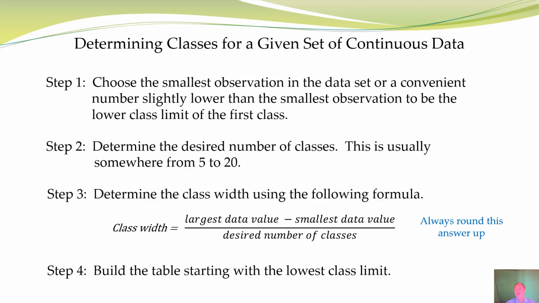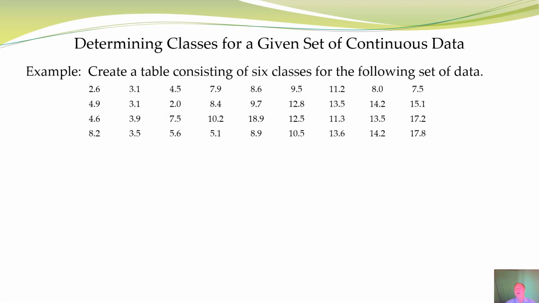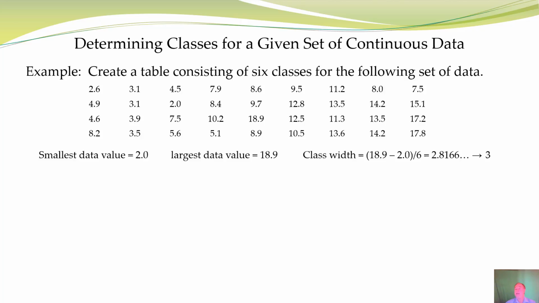Step 4, build the table starting with the lowest class limit. Okay, let's look at an example. If I gave you this set of data and I wanted you to create a table consisting of 6 classes, first thing I'd have to do is go through the data set and find the smallest data value, which is 2.0. Then I have to find the largest data value, which is 18.9. Now I'd have to calculate the class width, which is 18.9 minus 2.0 divided by 6, which is 2.81666, and that would round up to 3.